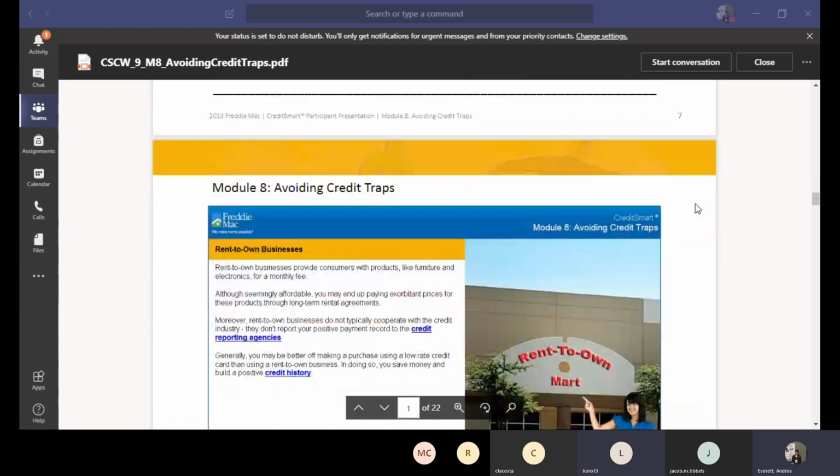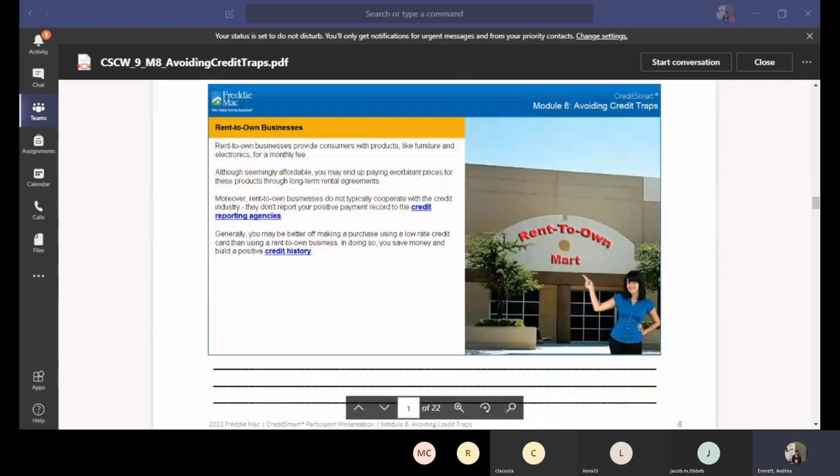So rent-to-own businesses provide customers with products like furniture and electronics for a monthly fee, but you end up paying ridiculous prices for these products through long-term rental agreements, okay? Rent-to-own businesses do not typically report your positive payment record to the credit reporting agency, so you're paying all this interest on top of it, and then they're not even helping you by reporting that you've been making your on-time payments, okay? You can save money and build a positive credit history by making a purchase using a low-rate credit card rather than using a rent-to-own business.